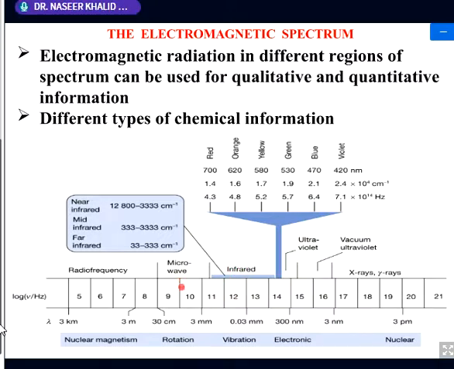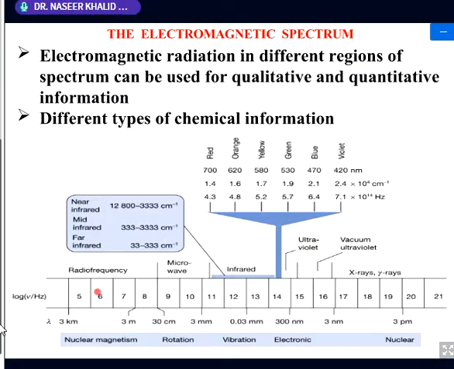Then there are microwaves. We are using microwaves in our daily life, and we are listening to music and other programs on the radio. So these are the radio frequencies.